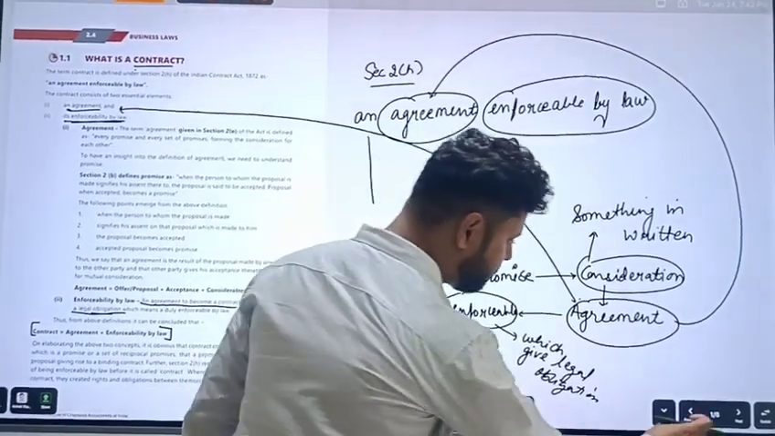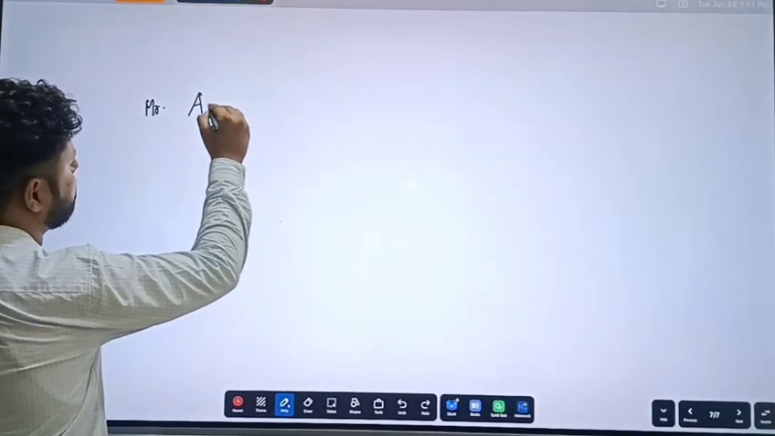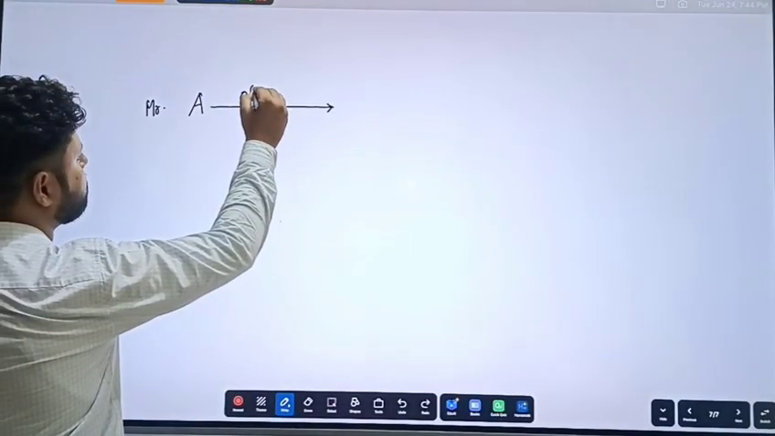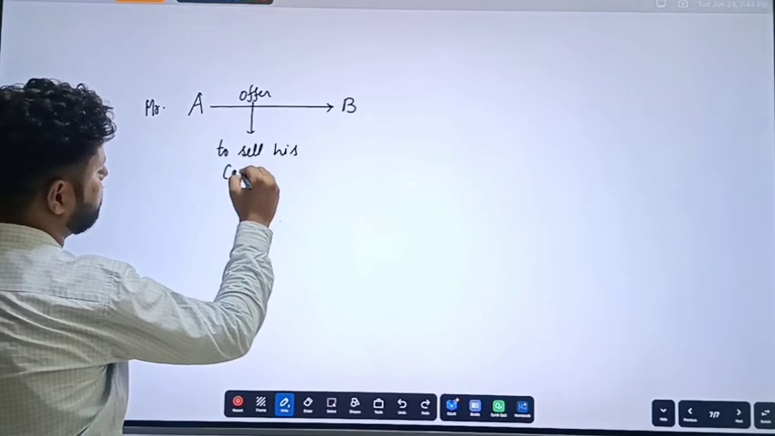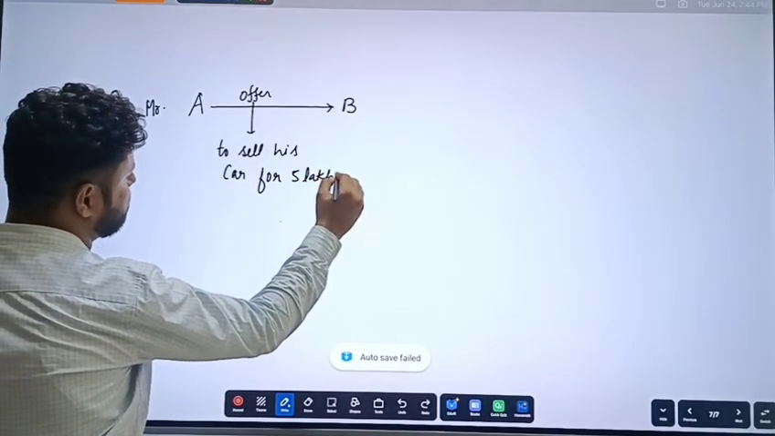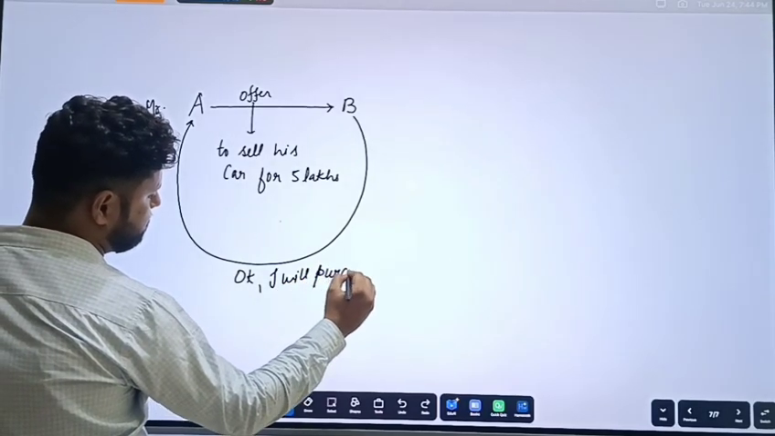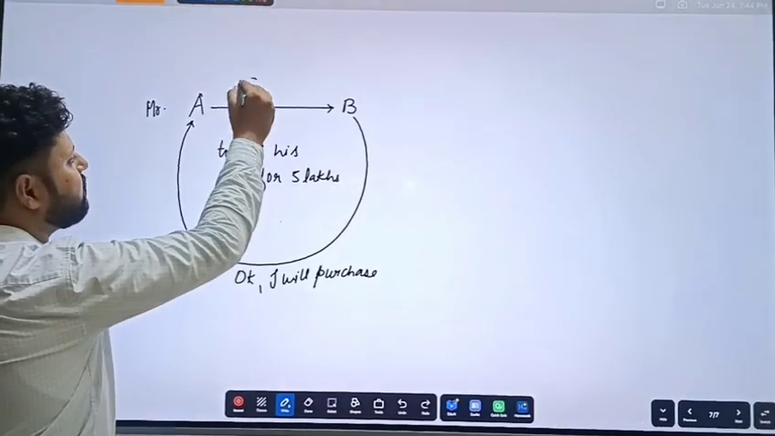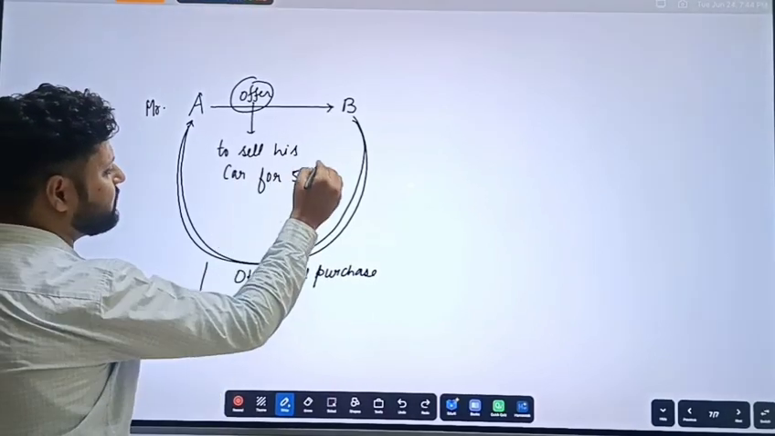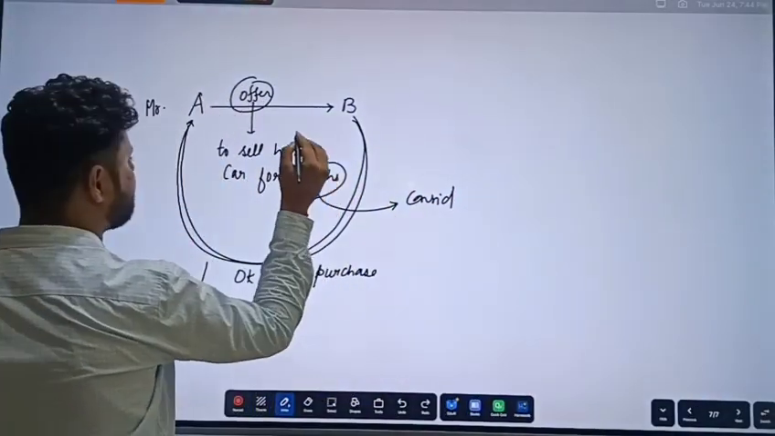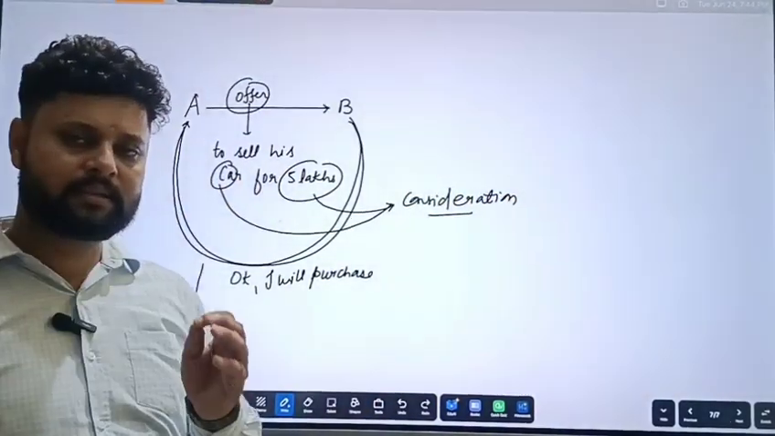Just take an example. Mr. A offers Mr. B to sell his car for 5 lakhs. B said, yes, okay, I will purchase. Then this is an offer, this is the acceptance, and it becomes a promise. This is the consideration. Is it a contract? Yes, it is a contract.